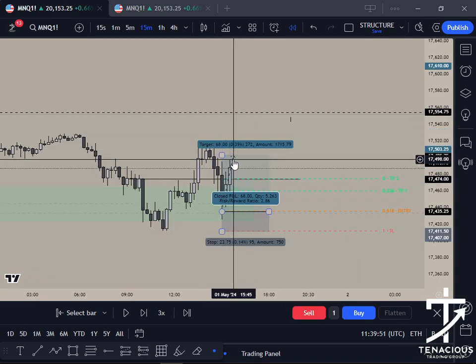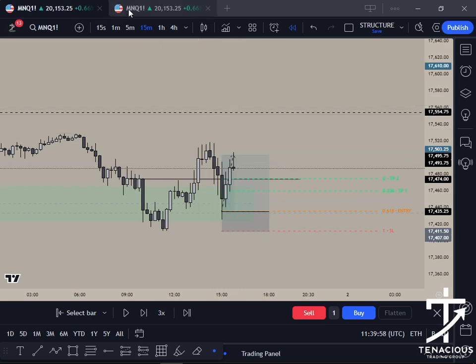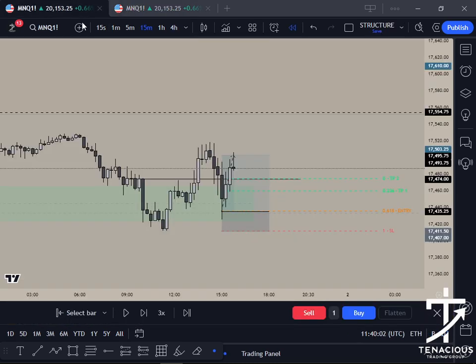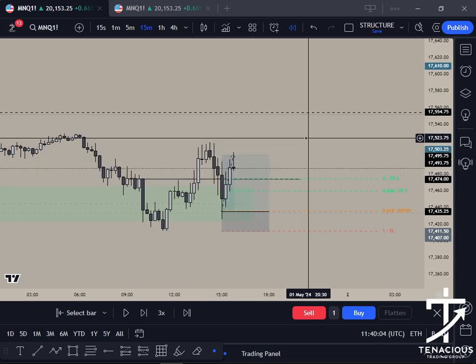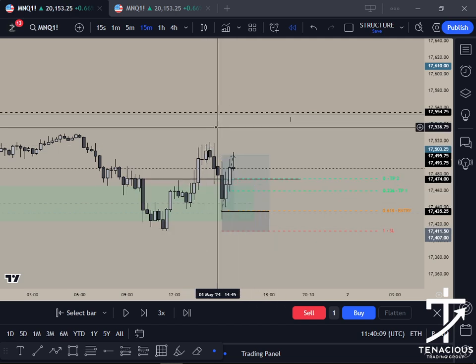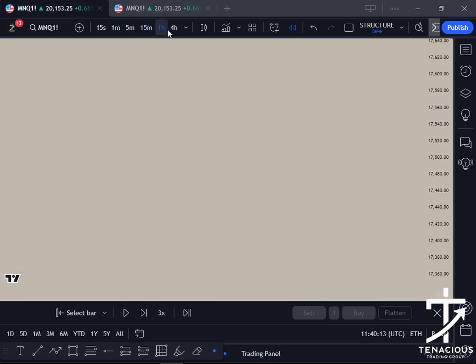Yeah, look. So look, my trade, this is what I'm saying, that's why I like the CSS. This is why I like the CSS and the CISD, changing state of direction and kind of structure shift. Because literally, sorry guys, literally, without the trade even fully taken off, I've already won the trade, guys. I didn't even realize, you know.